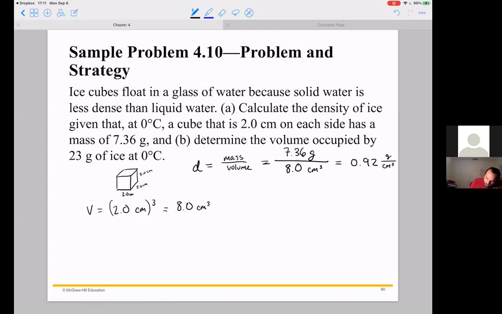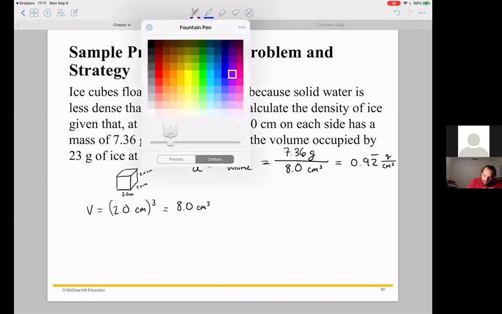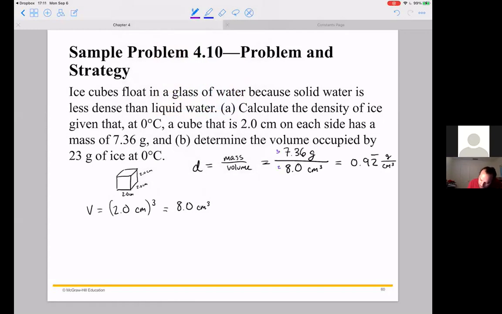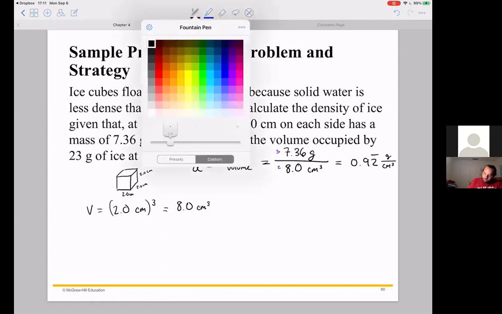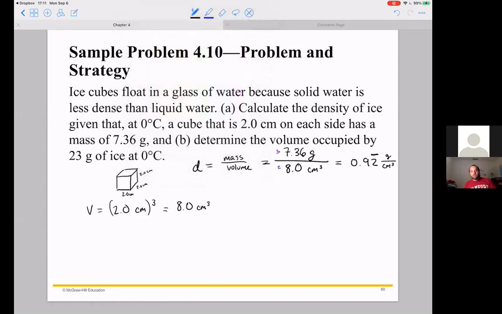Okay, and I'm going to make sure I have correct sig figs. This number has 3 and this number has 2. So it works out that what my calculator spit out already had the correct number of sig figs. Okay, so that's all well and good.